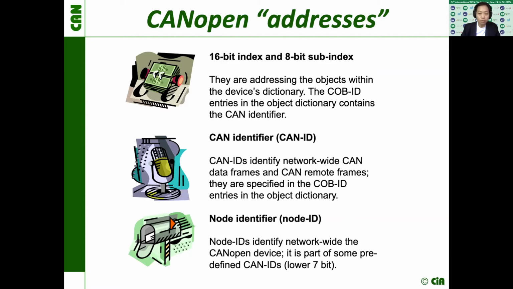And for correctly communicating, as he said, the CAN IDs for different nodes and for different services should be different. And for CANopen, some predefined CAN IDs contain the node IDs in the lowest 7 bits. Each CANopen device shall be assigned a unique node ID in the range of 1 to 127. So without such an assignment, a CANopen network cannot start operation because devices can't be correctly addressed.